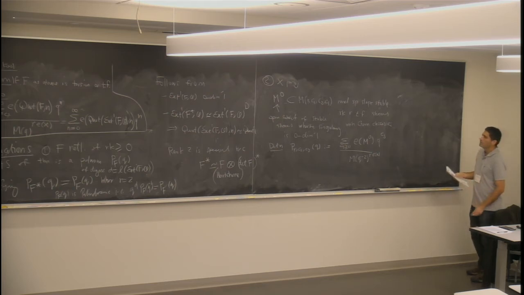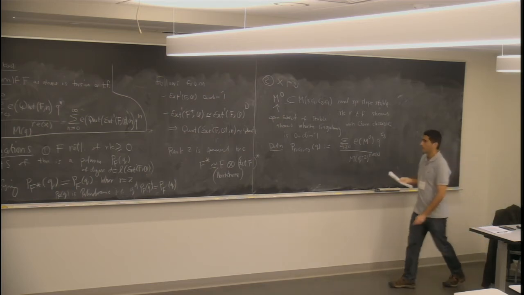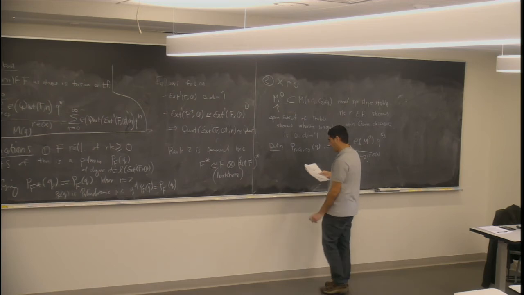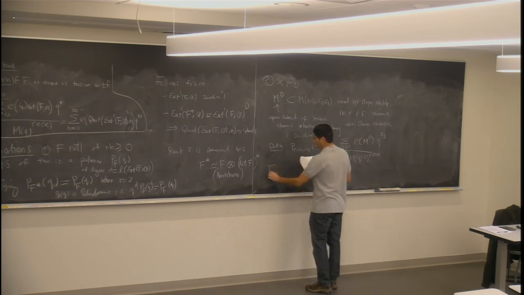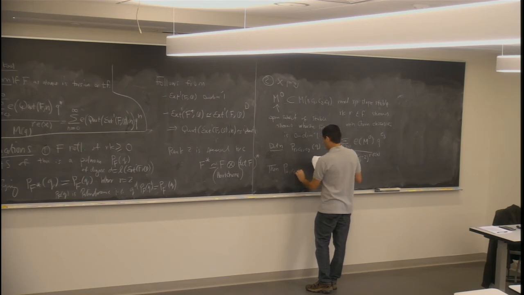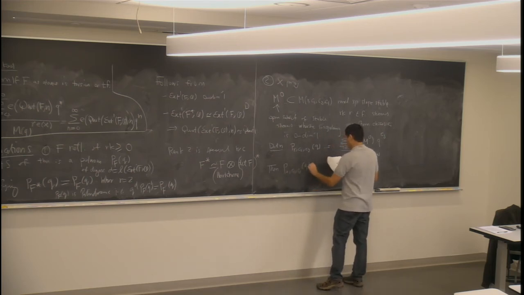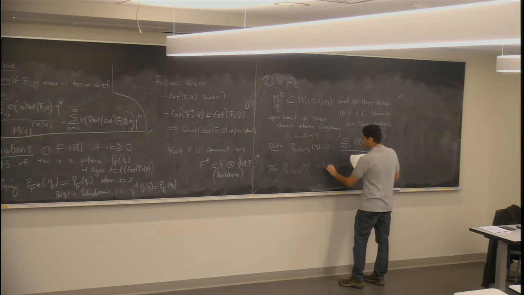Okay, so then we prove that, using the main theorem, as an application of the main theorem, we show that P_{r,c1,c2}(q) is a palindromic polynomial.